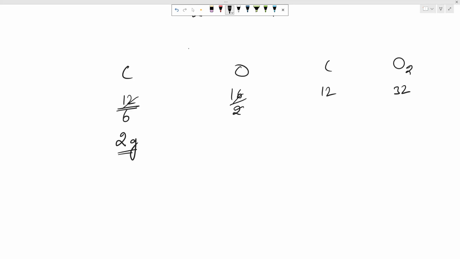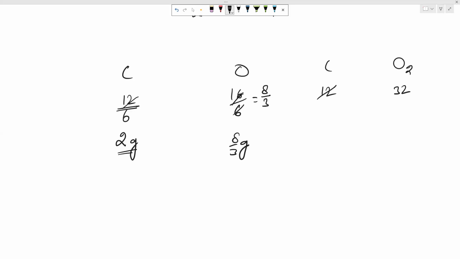Here you divide it by 6, what will you get? When you divide 16 by 6, what will you get? You cut it, you will get in fraction, here 8 by 3 grams.